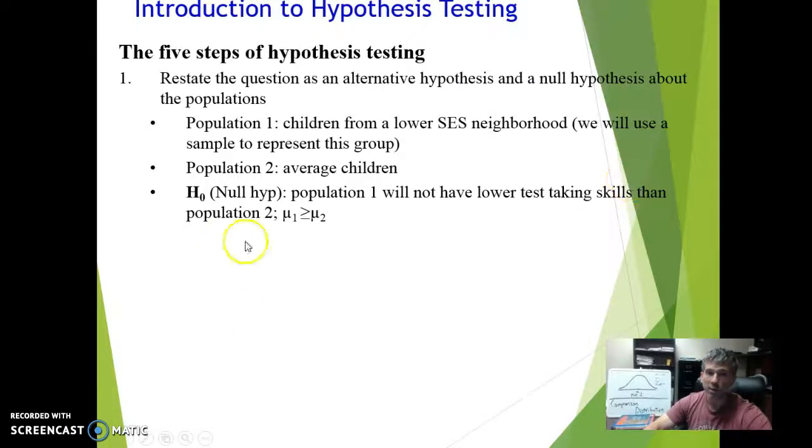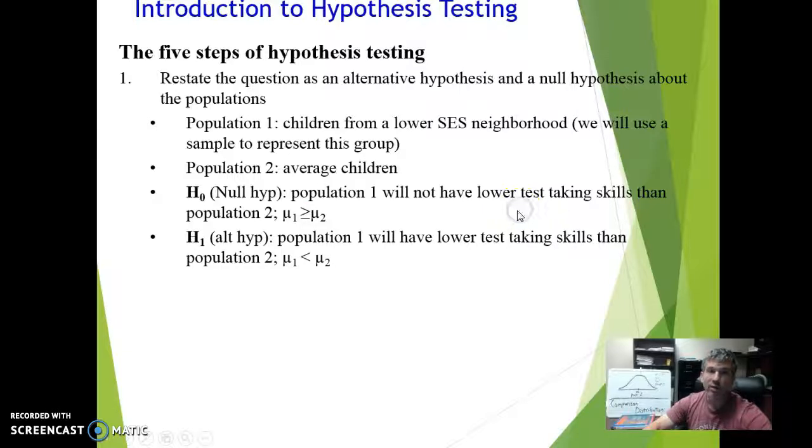Notice there are two possibilities folded into this. The two populations could be exactly the same on that measure, or population 1, the low SES kids, could actually do better on the measure than average kids. The alternative hypothesis is what the researcher is actually looking at and actually probably expects, which is that population 1, the low SES kids, will have lower test-taking skills than population 2. mu1 is less than mu2.